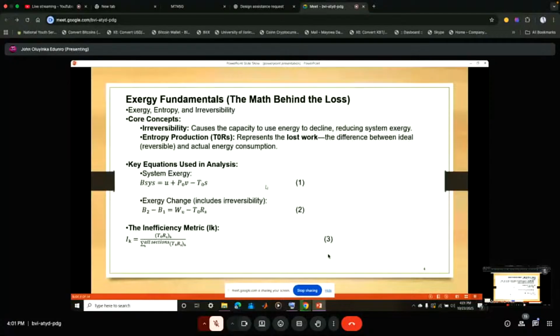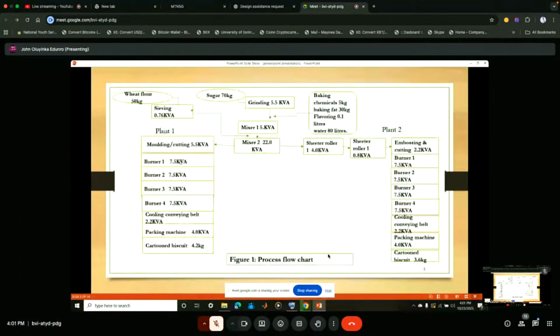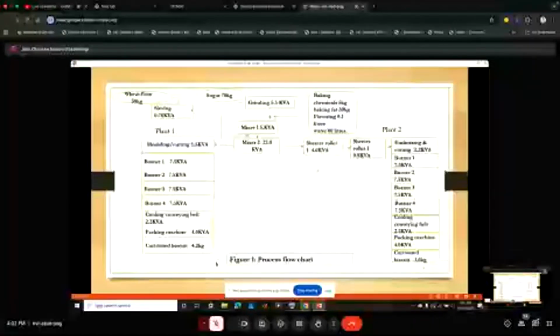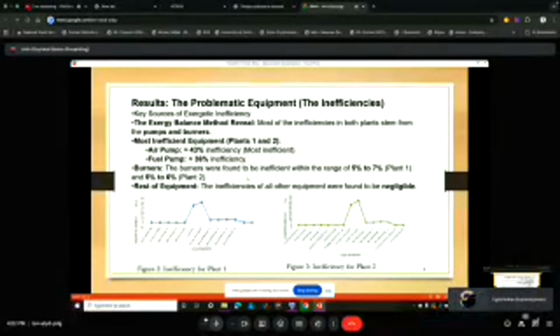These are the equations. These are the plants, two plants in the same factory. One is coastal, and the energy... 43% of inefficiency is from the airport and 36% is from the fuel pump, while the burners and the for plant 1 and plant 2, their inefficiency were quite low, but all the other equipment are negligible.